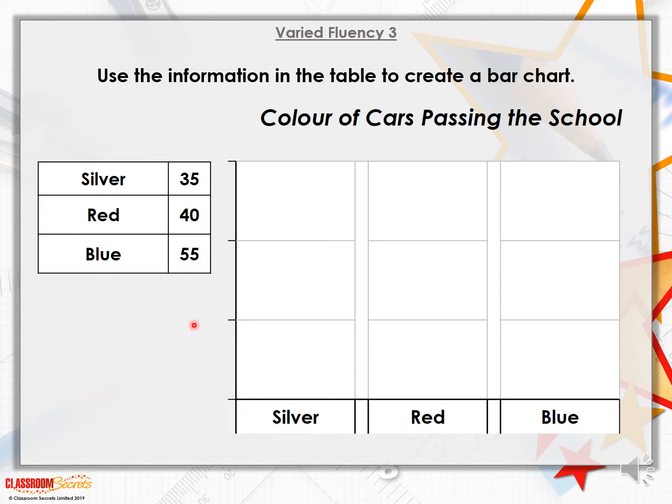Okay, now it's all about creating the bar chart. So if I know this is going up in 20s, so 20 is here, 40 is there, and 60 is there, how would I draw my bar for silver to make sure that's at 35, for red that's at 40, and for blue that's at 55? It's a little bit tricky, this one, but see if you can have a go. So pause the video, and then if you think you've got it, come back and we'll go through it together.